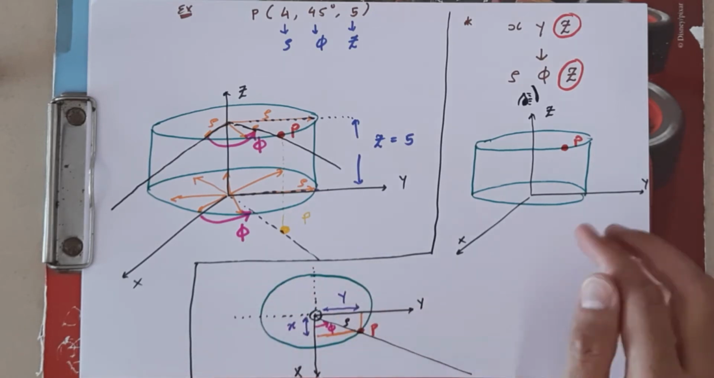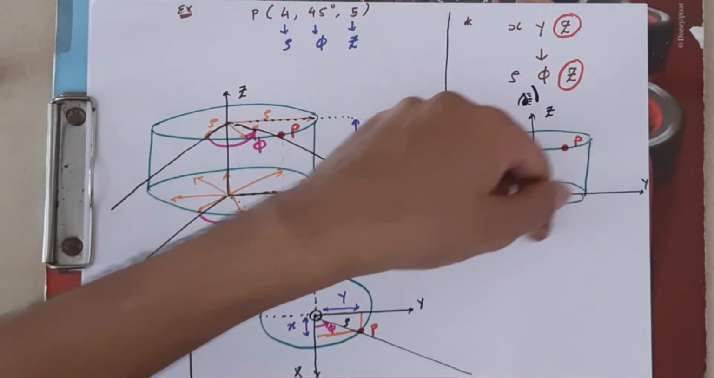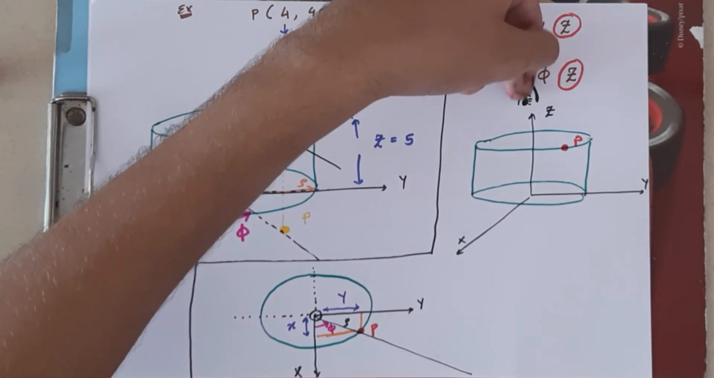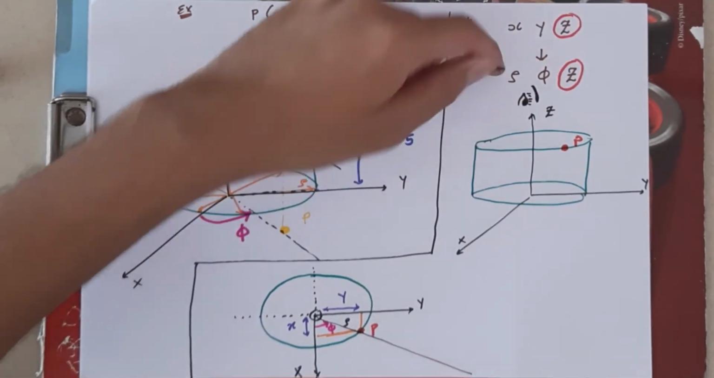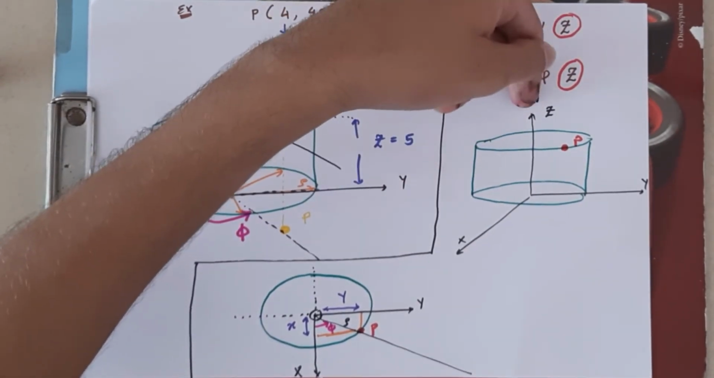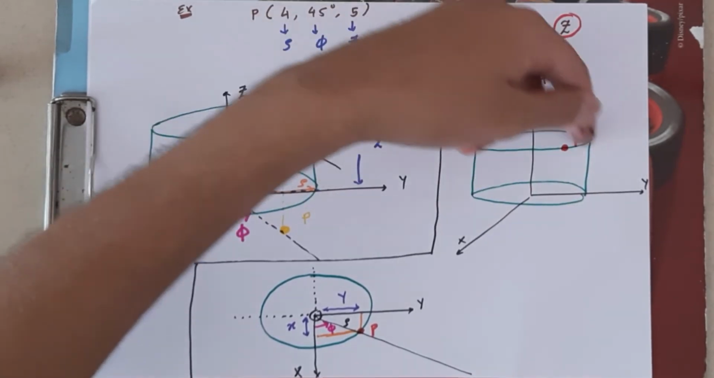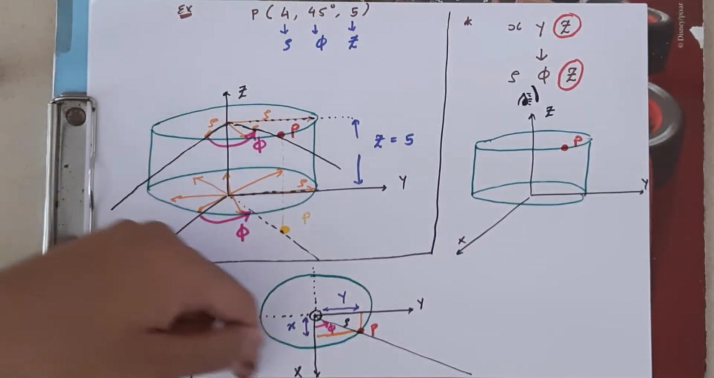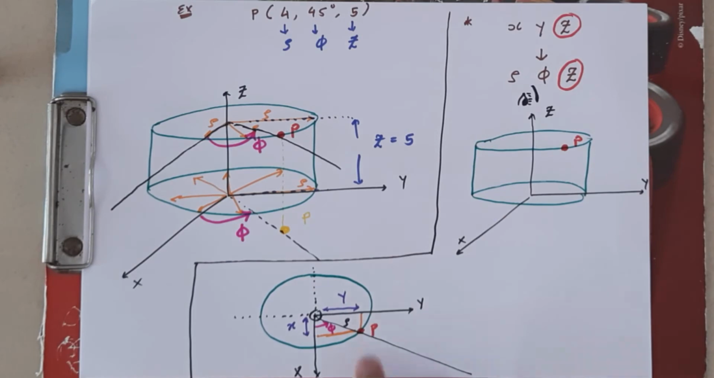Clear? So I have to observe my cylindrical coordinate system from the top side. This is my eye. I have to observe this cylinder from the top side, so it looks like a circle. This is my point P, or you can say this is the shadow of my point P. Now I just have to apply the trigonometric concept.